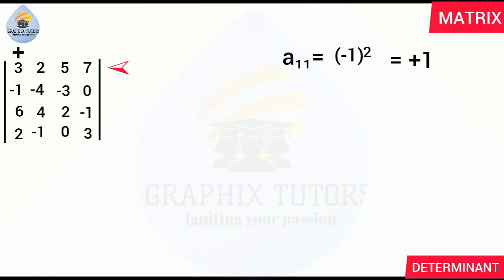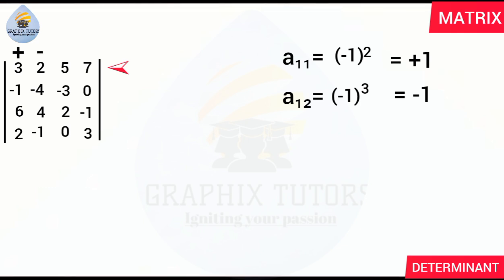Then I'll go to the second element in row 1, which I'll call A12. That is the element in the first row, second column. Right? Using the same formula, I'll have -1 raised to power 1 plus 2, and that will give me -1 raised to power 3. And it is odd, meaning -1 times -1 times -1 will also give you -1. So I'll place minus on the 2.